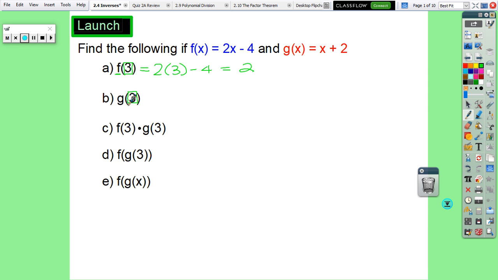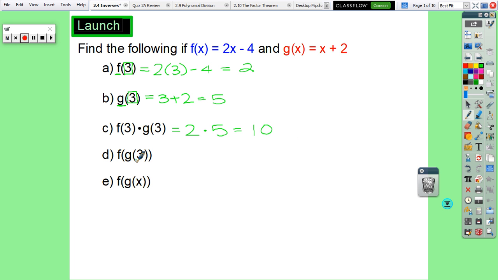Again, this would be the input into the g function, and this is the g function up here. So we're going to take 3 plus 2, which is 5. And then this one is just saying, multiply those two outputs together. So we know that f of 3 is equal to 2. And we know that g of 3 is equal to 5. And if we multiply those two together, we get 10.